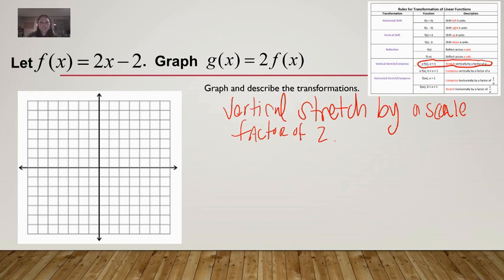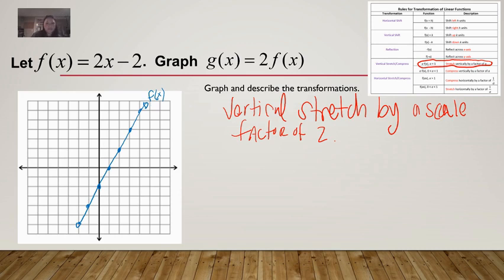So this one's a little bit tricky because we're going to actually make a table to figure this one out. But we're going to go ahead and graph the original equation first. So negative 2, and the slope is up 2 over 1, or down to the left one. Okay, that is my f of x.